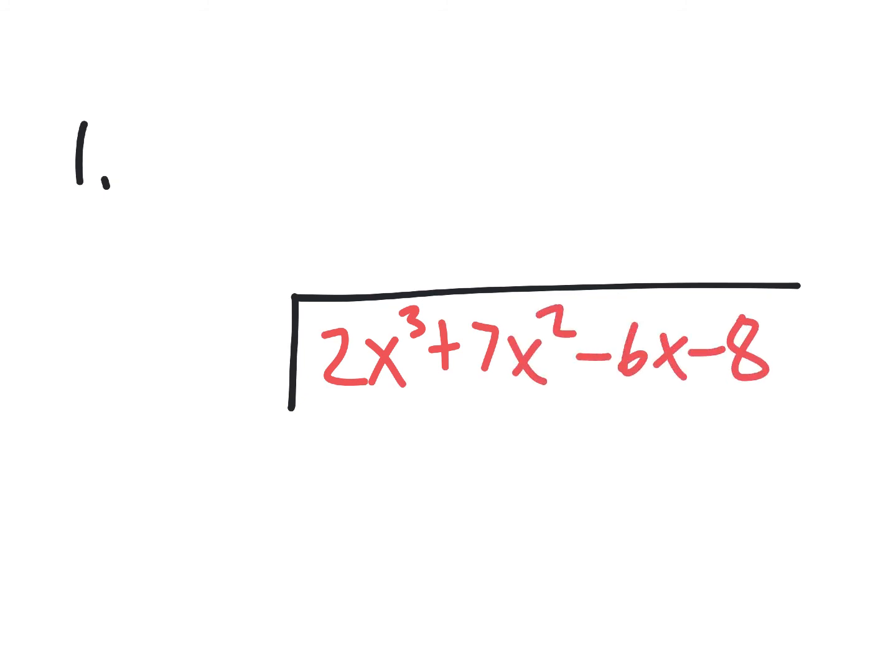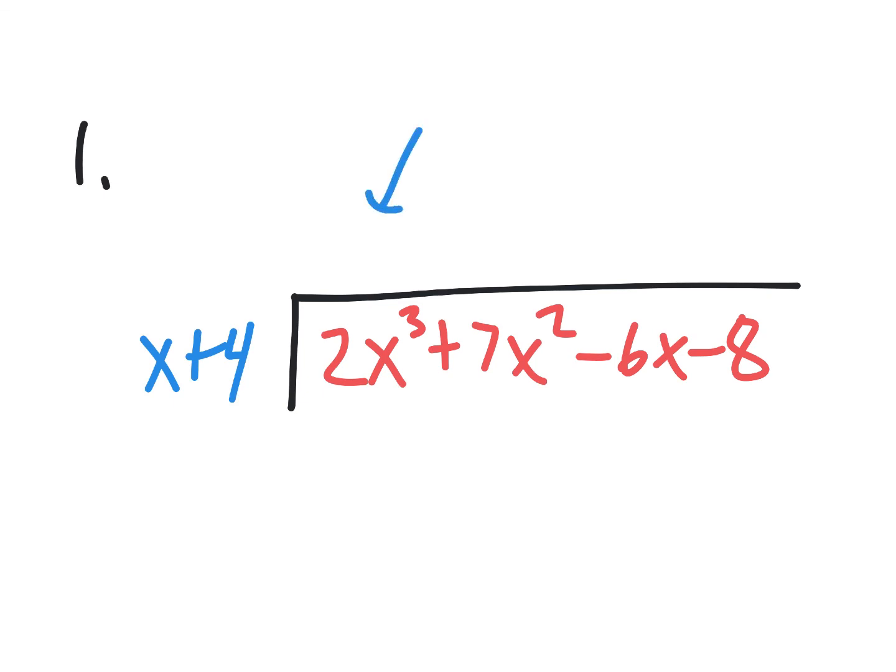Somebody ready just to read me the problem? Please, sir. First one? Yep. Divide 2x cubed plus 7x squared minus 6x minus 8 by x plus 4. To make sure I got that right. 2x cubed plus 7x squared minus 6x minus 8? Correct. By what? X plus 4. Thank you. Okay. Then I'm going to put what on the top?